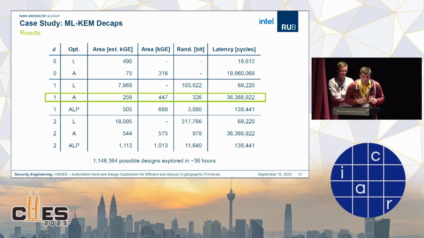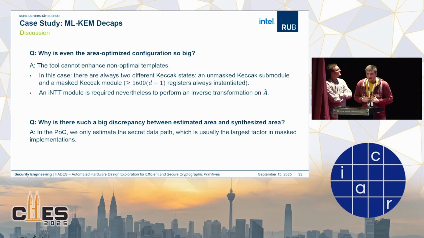The first is, why is it still so huge? And the second is, why is there such a discrepancy between the estimation and the actual synthesis? So why is it still so huge? It's a very important point about our concept. If we have a template that is written, let's say, in a non-optimal way, let's say by a late-stage PhD student who didn't have too much time to put into this, then the tool cannot correct this. So the tool only explores the design space that is given by the template.